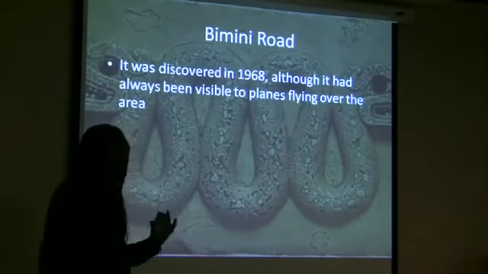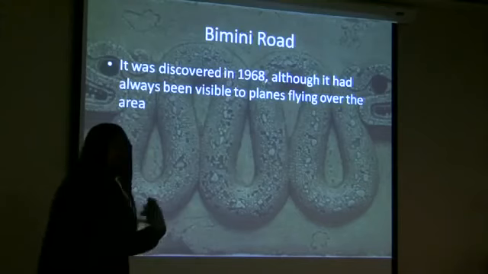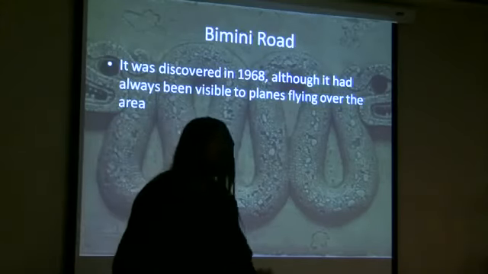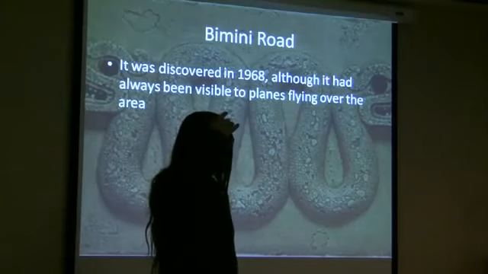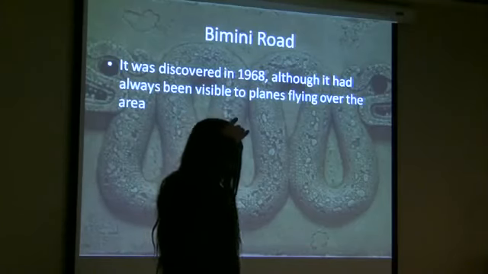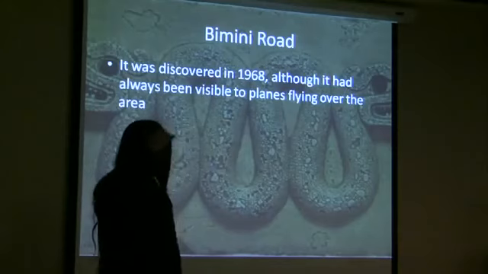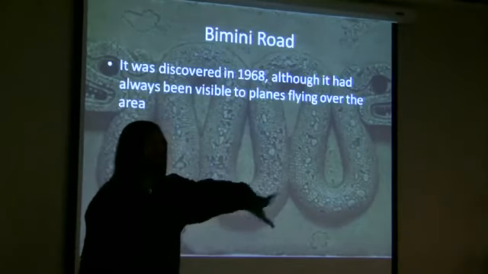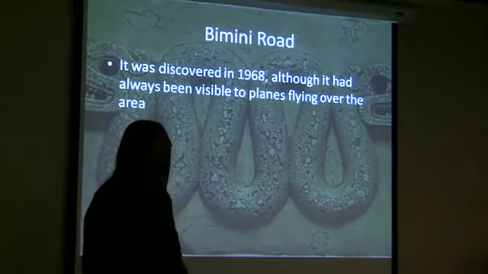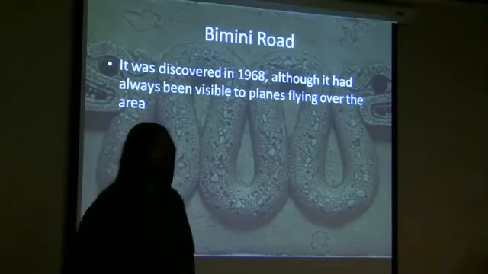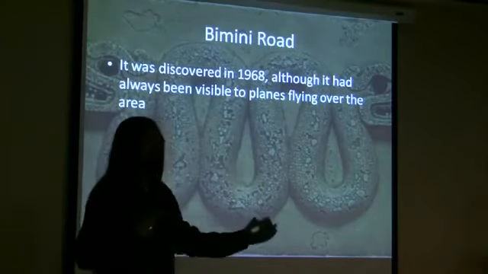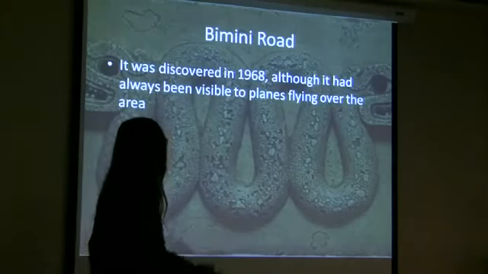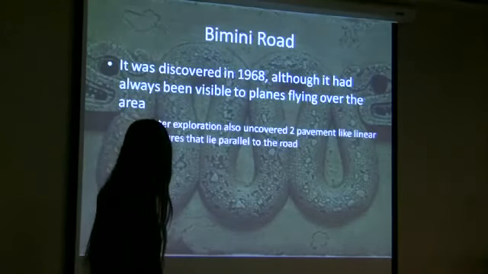It was officially discovered in 1968. People actually went there in 1968, dove down there and explored what was going on, although it had always been visible to planes flying over the area. Starting in the early 1920s when people started flying over the area, they were always visible as dark bands in the ocean. It wasn't until 1968 that somebody went just to see what those dark bands are and discovered it's the remnants of a stone wall or a walkway or a path or something.